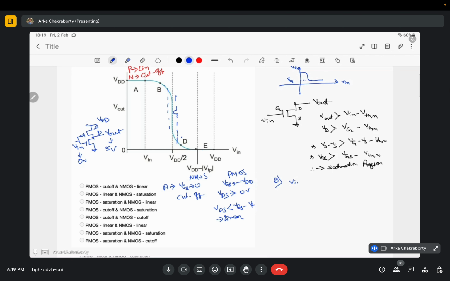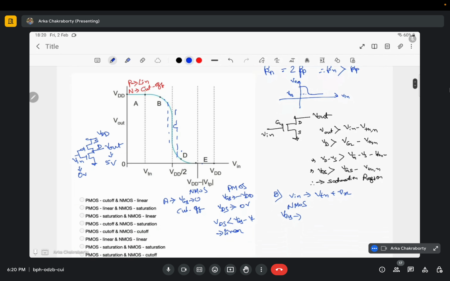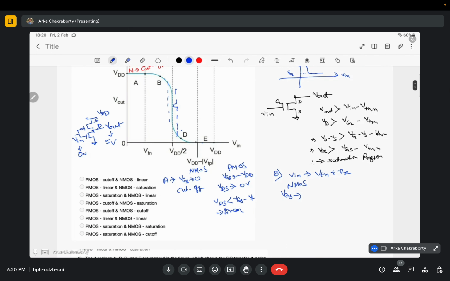say my V input is something around VTN plus Vx, let me call Vx a small number, so it is VTN plus Vx. So for NMOS, what will be my VGS? So VG is, say, VT plus something, okay. So my VGS minus VT would be VT plus Vx minus VT, which equals Vx, which is greater than 0.